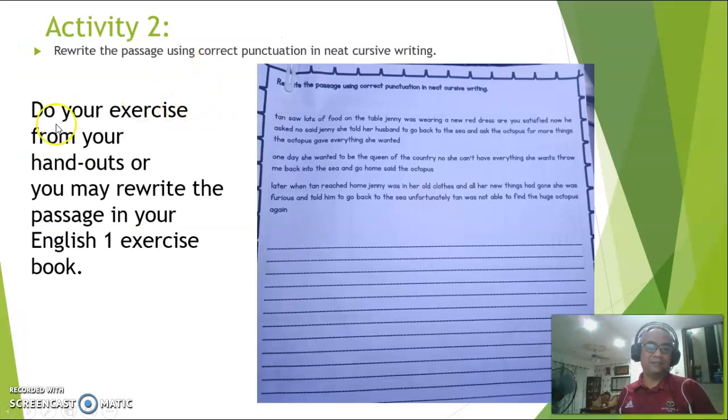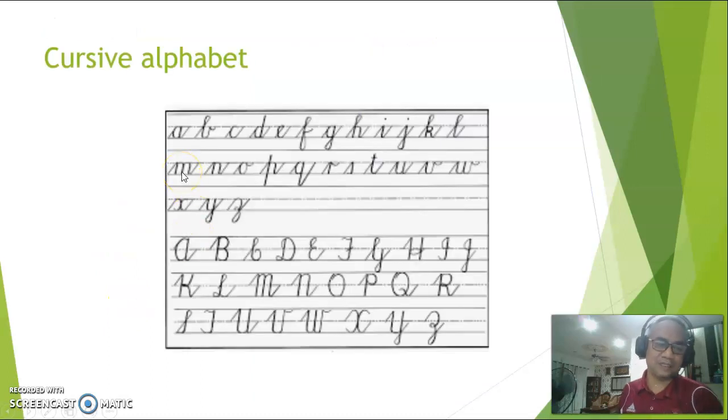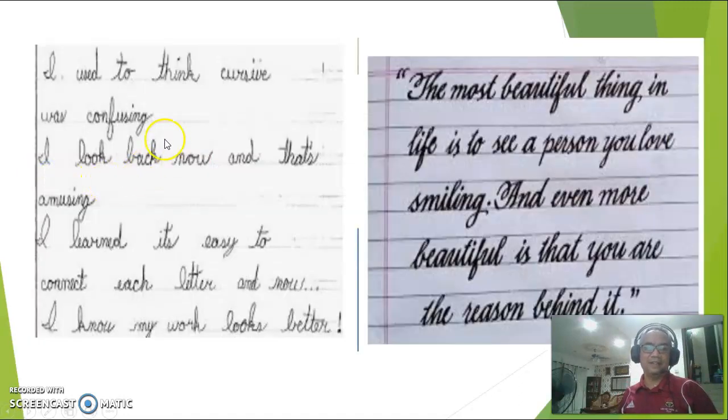Activity 2. Do your exercise from your handouts, or you may rewrite these pages in your English 1 exercise book. This is still in the handouts that I gave you last week. Rewrite the pages by using cursive writing. What is cursive writing? Example of the cursive alphabet. How to write the cursive writing.